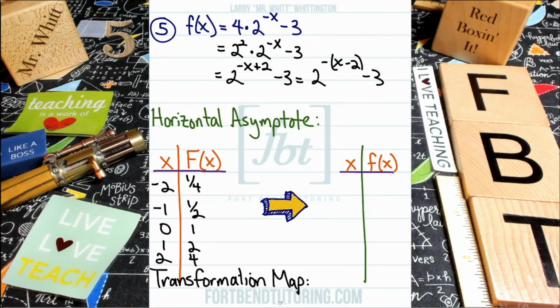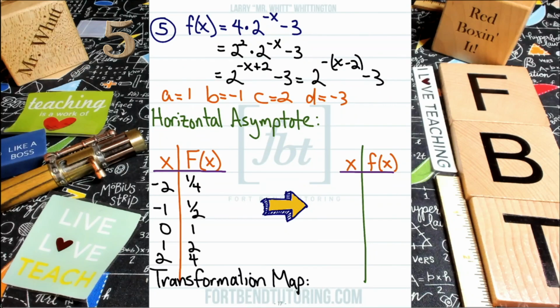Because we no longer have a coefficient in front of our base of 2, your A value is 1. Your B value is going to be -1. And your C value here is +2. Remember, for the values inside of the parentheses, you want to find the opposite of those, okay? And then the D value here, you will have a vertical shift of -3. So that means that the graph will be moved down 3 units.